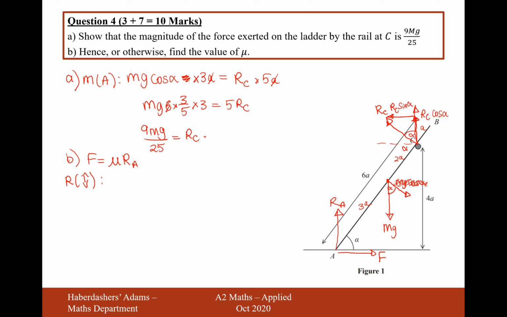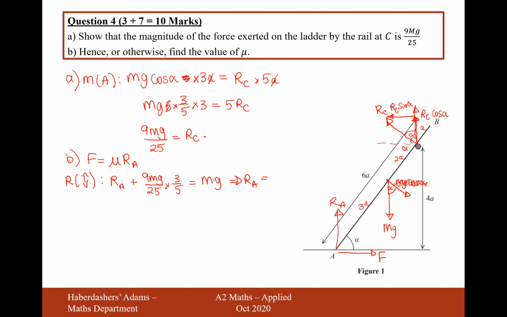So resolving up and down then, we have the R force acting up, this RA force, and we also have RC cos alpha. So that's going to be add 9mg over 25 times cos alpha, which was 3 over 5. And that's going to be equal to the downward force of mg. So let's simplify this fraction here and work out what RA is going to equal. So therefore RA is going to equal 27 over 125, and then we'll move it on to the other side.